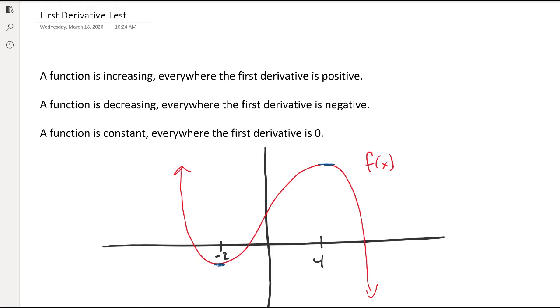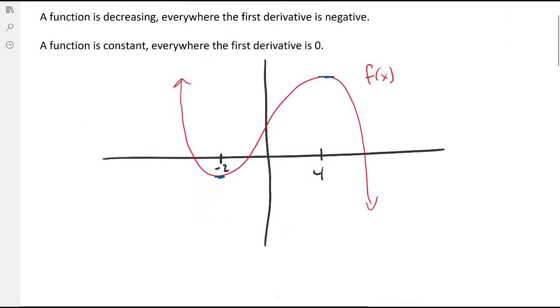Before we get into all that, I want to make the relationship between derivatives and increasing and decreasing clear for you guys. A function is increasing everywhere the first derivative is positive. Those are synonymous. They mean the exact same thing. Increasing means that you have a positive first derivative. A negative first derivative means that your function is decreasing. And a function is constant everywhere your first derivative is equal to 0. I want you all to get to the point where those are synonymous, saying the exact same thing. For example, look at this graph that I've drawn here.